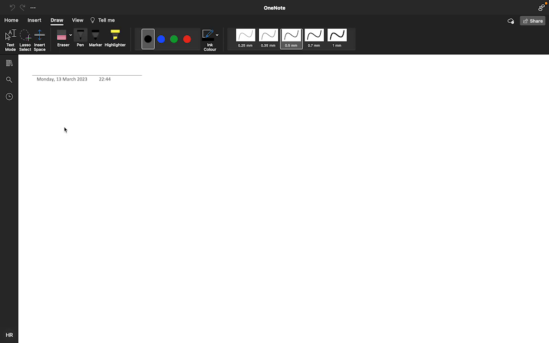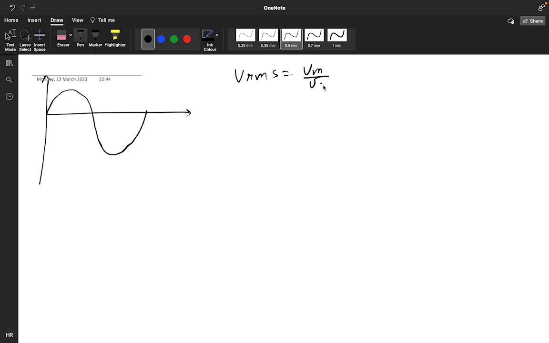Okay, guys, write it down. You have a curve like this. Okay, you have a curve like this. So what you will get? Vrms, Vm by root 2. V average, 0. This part is clear?